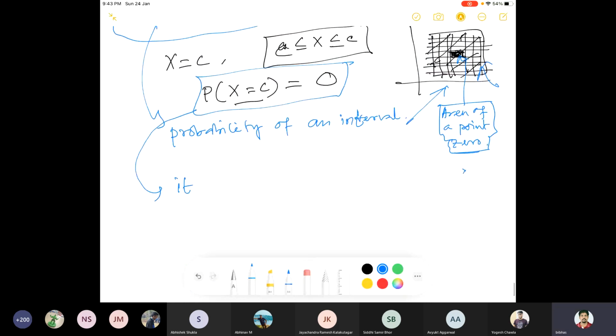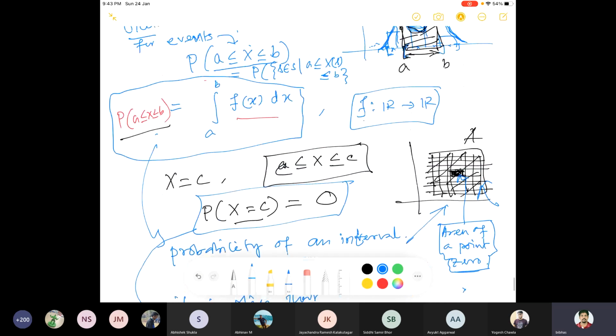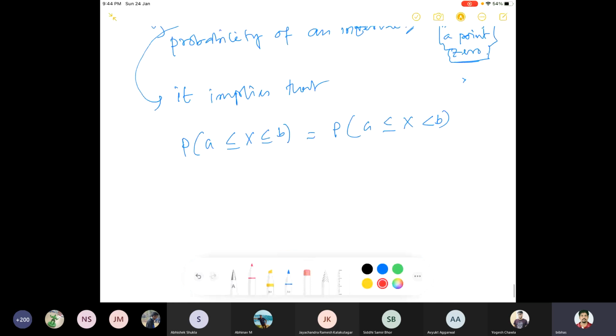Now, because of this property, the next observation is very different from the discrete case. This implies that the probability of A less than or equal to X less than or equal to B is the same as the probability of A less than or equal to X less than B. By the way, in our case we do not have this situation; this is just an abstract example. We always have the range as the real line. That's why I'm writing A less than or equal to B.